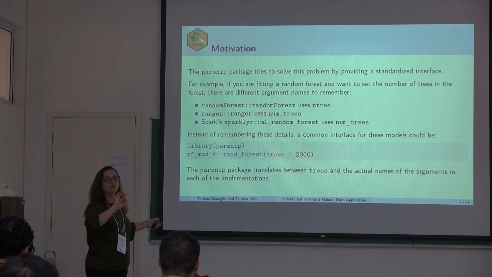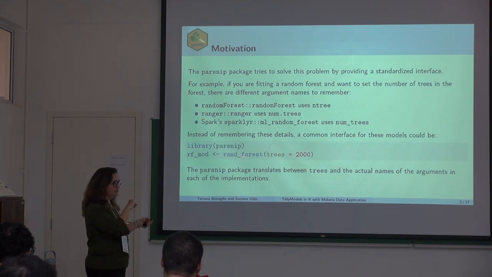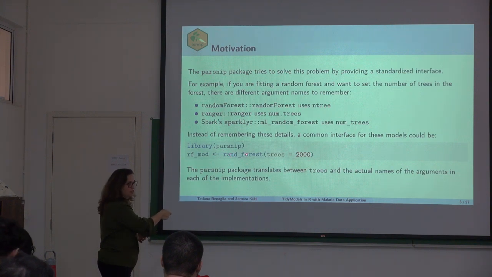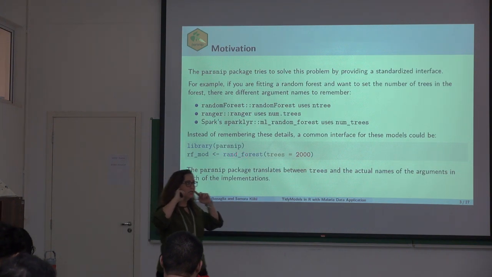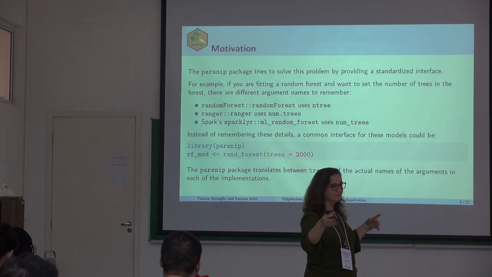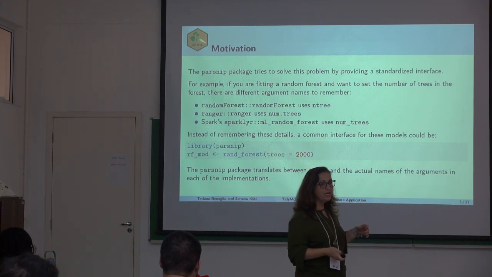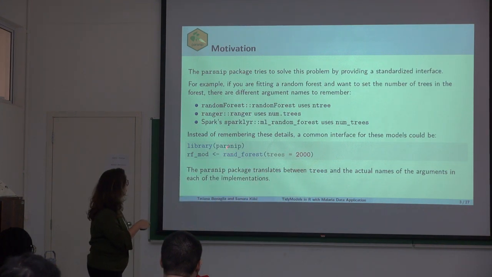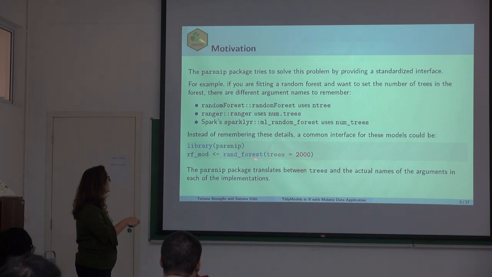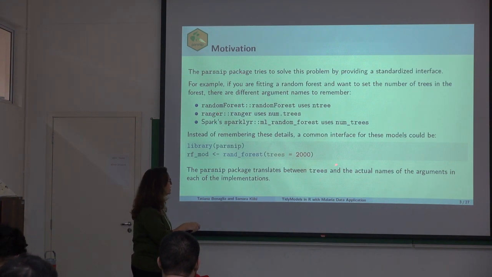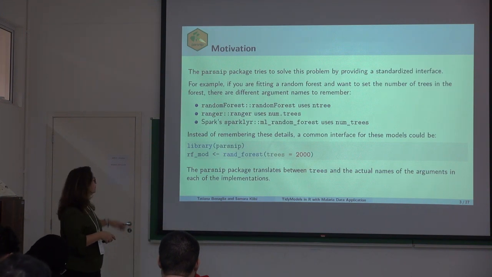Number of trees, it's called trees, okay? 2,000. That's it. What this package is going to do, see, this is not a function. It's like a phone translator. If we're talking different languages, it's a translator. So then I say, I'm going to use this with 2,000 trees. And then I define my engine, what I'm going to use to fit this model, from SparklyR, Ranger, or Random Forest, okay? So it makes the translation between trees and the actual names of the arguments of the implementations.